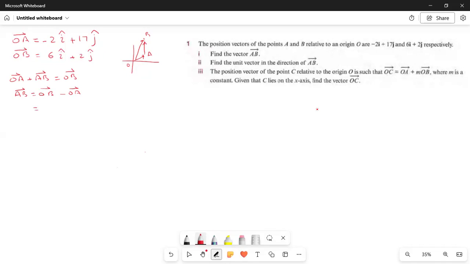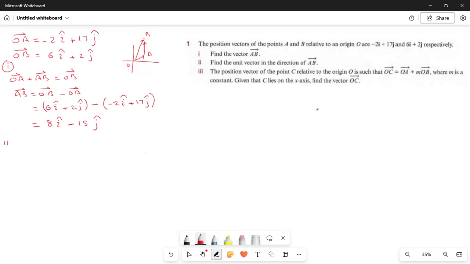Now what is the OB vector? It is 6i plus 2j, and from here I have to subtract minus 2i plus 17j. So this will give us 6 plus 2 is 8i, and 2 minus 17 is minus 15j. This is my AB vector. So this was part 1.